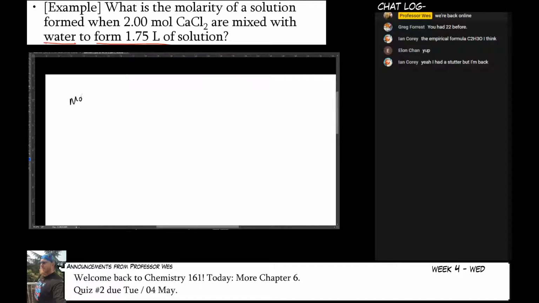All right, so molarity is moles of solute over liters of solution. And so the number of moles of solute was 2.00, and the volume of the solution was 1.75 liters. And when I do that, I think I get 1.14, but I'll punch it in the calculator anyway.